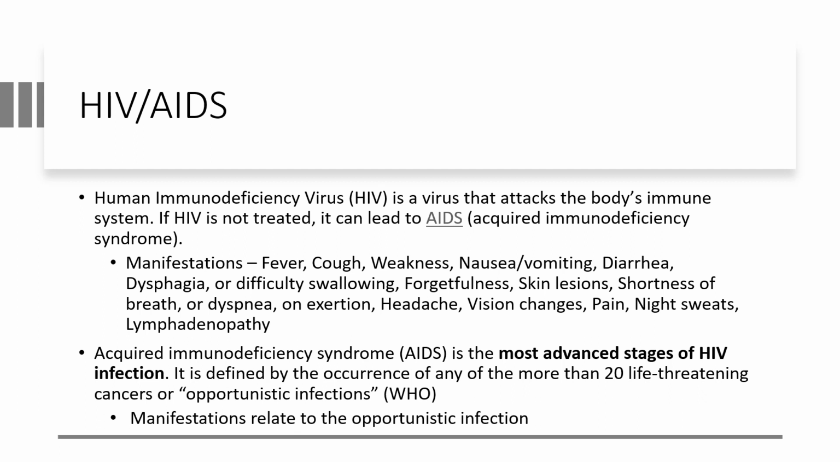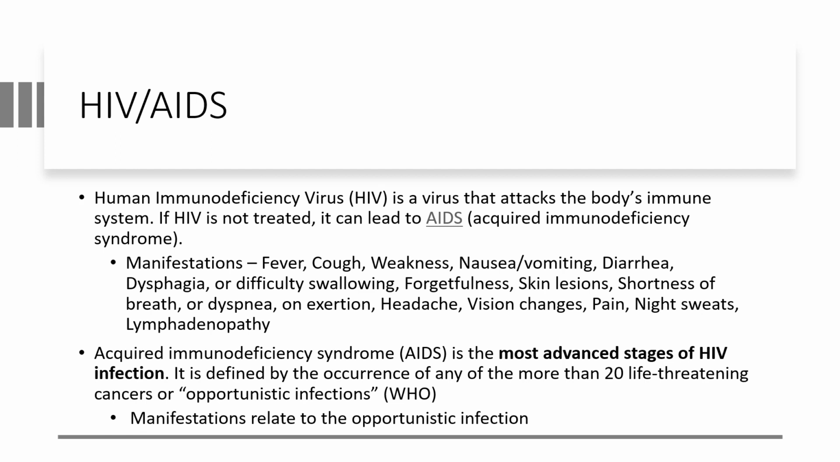HIV, so the human immunodeficiency virus, HIV. So this is a virus that attacks the body's immune system, and if it's not treated, it will lead to AIDS, that acquired immunodeficiency syndrome. There is currently no effective cure, and once people have HIV, they have it for life. With proper medical care, HIV can be controlled, and people who get effective HIV treatment can live long, healthy lives and protect their partners.